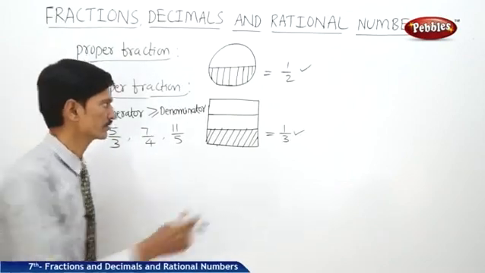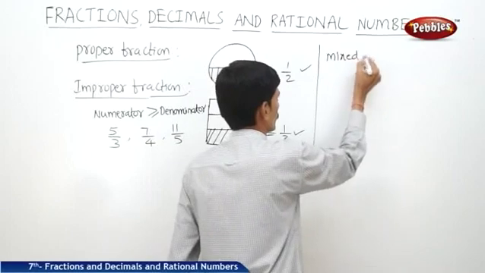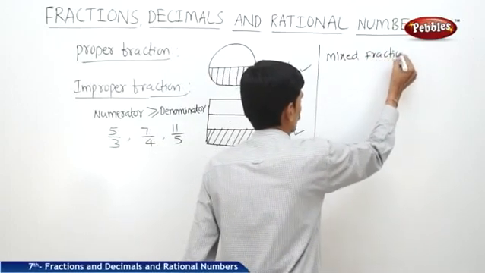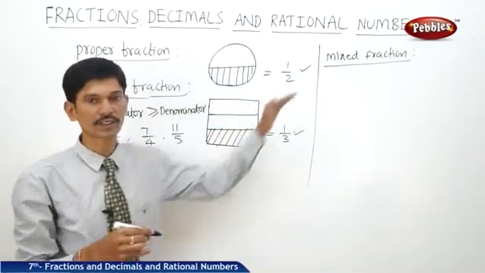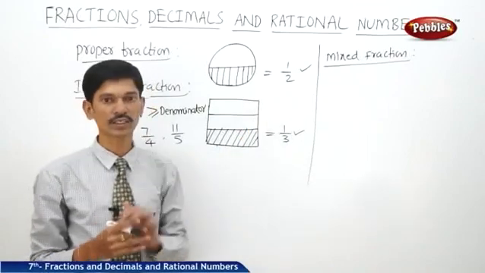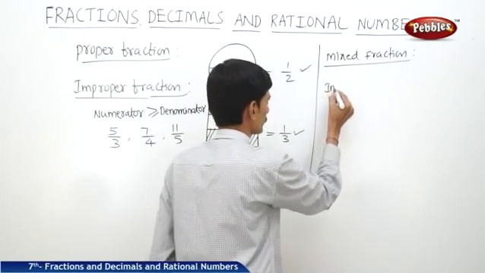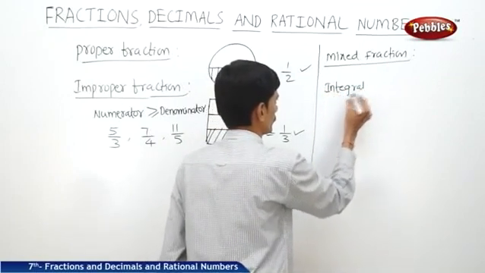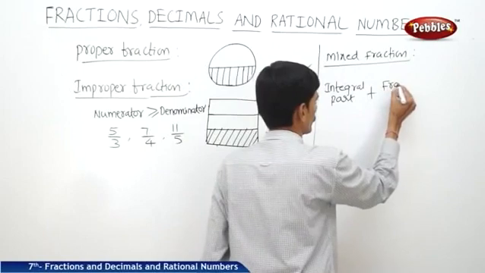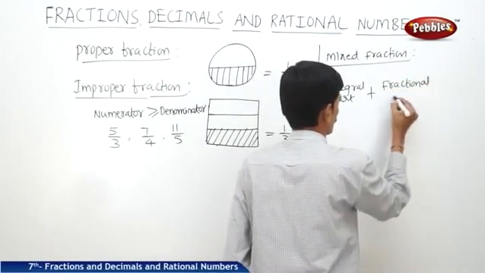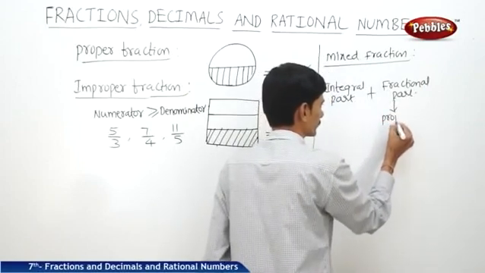Now what is a mixed fraction? Now every improper fraction can be written in the form of mixed fraction. Now first let us see what is a mixed fraction. A mixed fraction contains an integral part plus fractional part. And this fractional part must be a proper fraction.